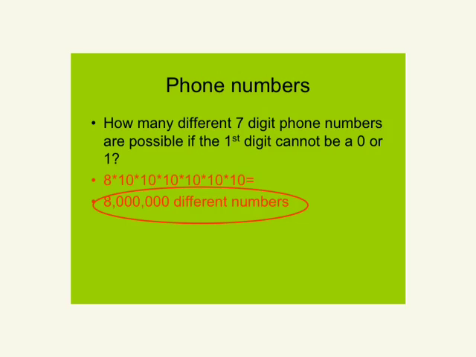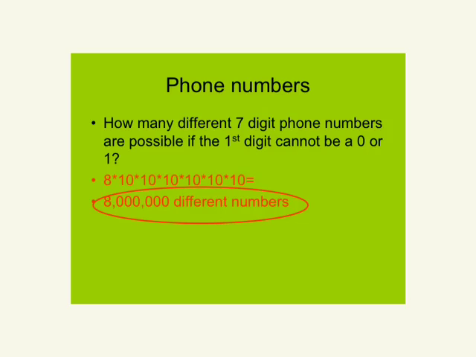Alright, phone numbers. How many different 7-digit phone numbers are possible if the first digit cannot be a 0 or a 1? Obviously, this probably lines up more with guys. If a girl gives you a phone number and she says, hey, my phone number is 032, she's lying to you. The first digit can't be 0. That calls the operator. And it can't be 1 because 1 is used for long distance. So some of you guys that have probably been getting phone numbers from girls that start with a 1 or 0, that's kind of a quick tip for you.